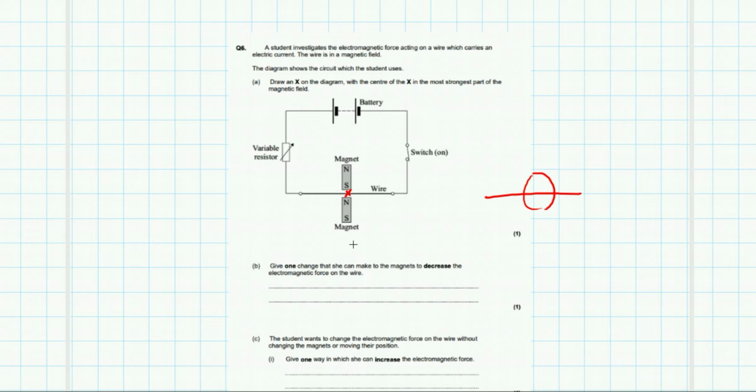Give one change that you can make to the magnets to decrease the electromagnetic force on the wire. For this one, we could simply move them further apart. If you move them further apart, then the magnetic field strength decreases. Very much like two charges, or moving a small mass away from a heavy mass, that will reduce the force acting on it. So here, just increase the distance.